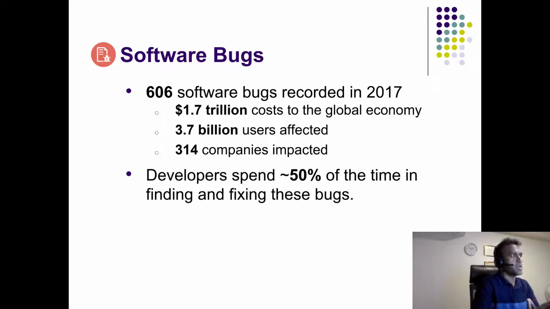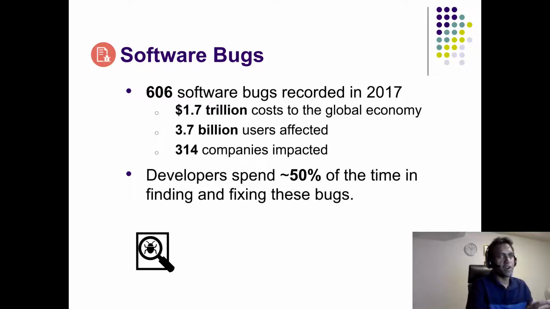Now, these are obviously big numbers, and developers also spend about 50% of their programming time dealing with software bugs. The process of finding and fixing software bugs is called software debugging, and there are three major stages of software debugging. The very first stage is bug localization. That means in this stage, you need to find the location of the bug within the code base.